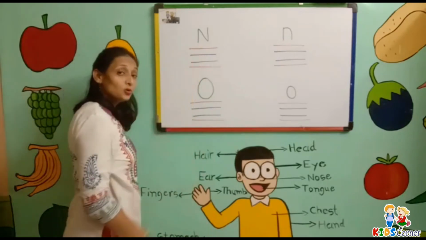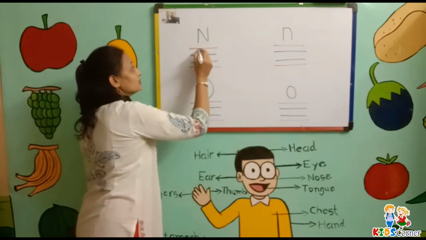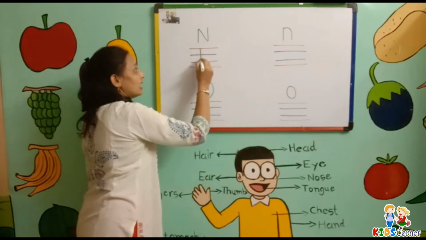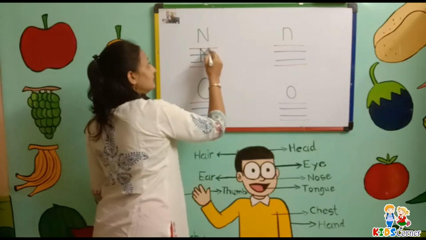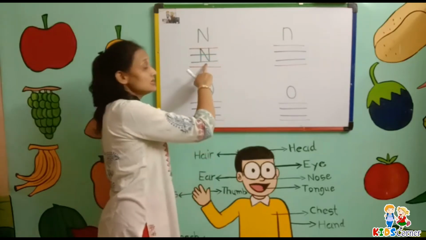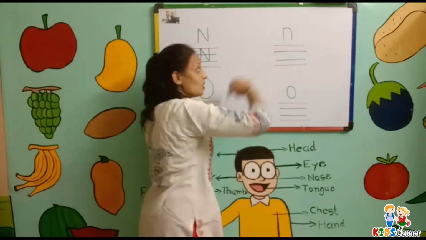Capital N, you know how to write. So let's start. We'll start from the red line to the blue line. We'll make a standing line, a slanting line and then a standing line. This is capital N. And this is small n.